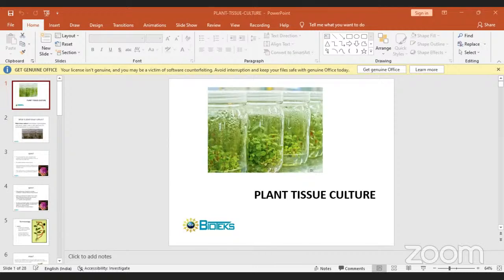Next, the scientist White in 1934 was successful in culturing roots of tomato, maintaining the growth rate, subculturing, and using nutrient medium for the first time. White is called the father of plant tissue culture. Who is the father of plant tissue culture? White is the father of plant tissue culture.